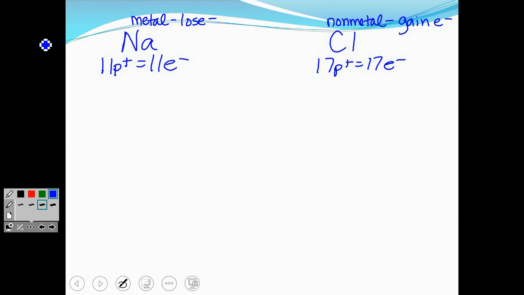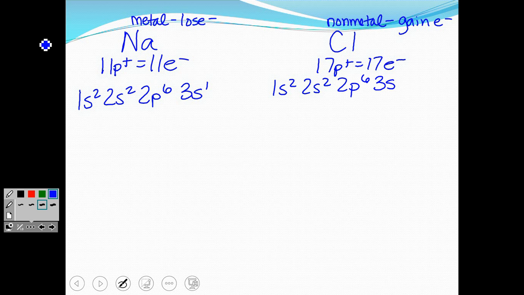So the very first thing we're going to do is write the electron configurations for this. So, electron configuration for sodium is what? 1s2, 2s2, 2p6, 3s1. Remember, it's right there on your periodic table, so you don't have to guess. What about chlorine? 1s2, 2s2, 2p6, 3s2, and 3p5.